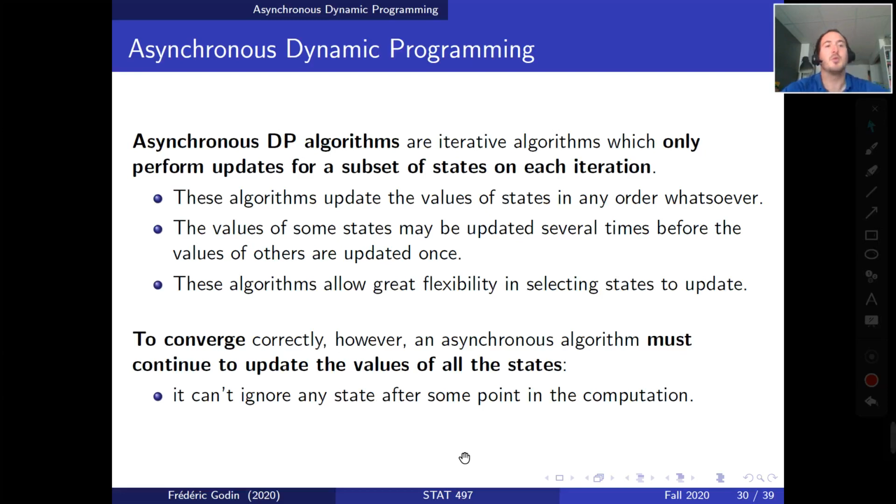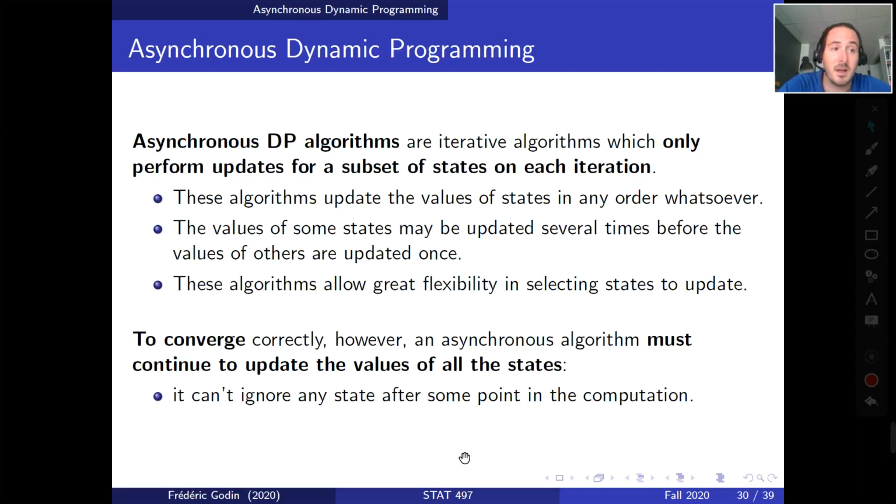You cannot say, for example, if there are states A, B, and C, I'm going to update only A and B all the time and never update C. If you do that, you might have a wrong estimate of C and you will never correct it. So in this case, of course, there's no guarantee that you will converge to the optimal value function.